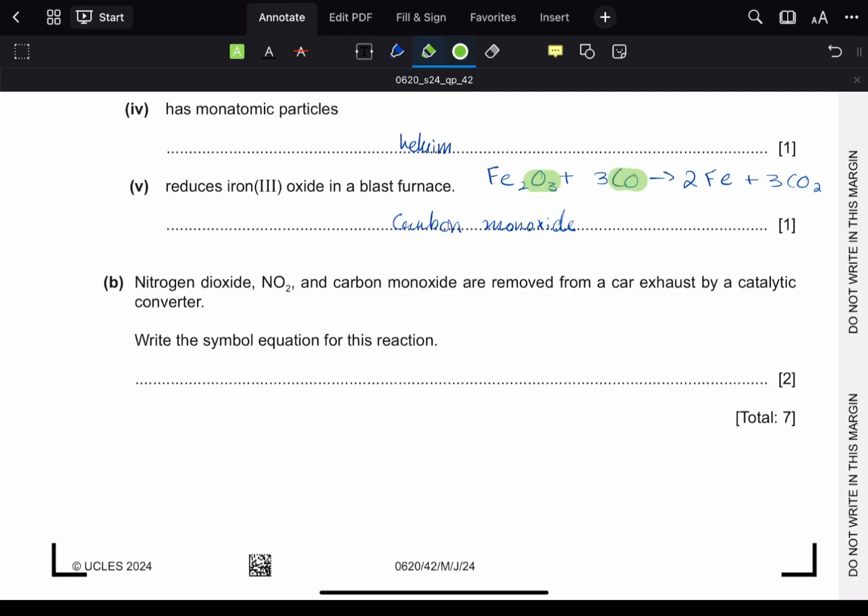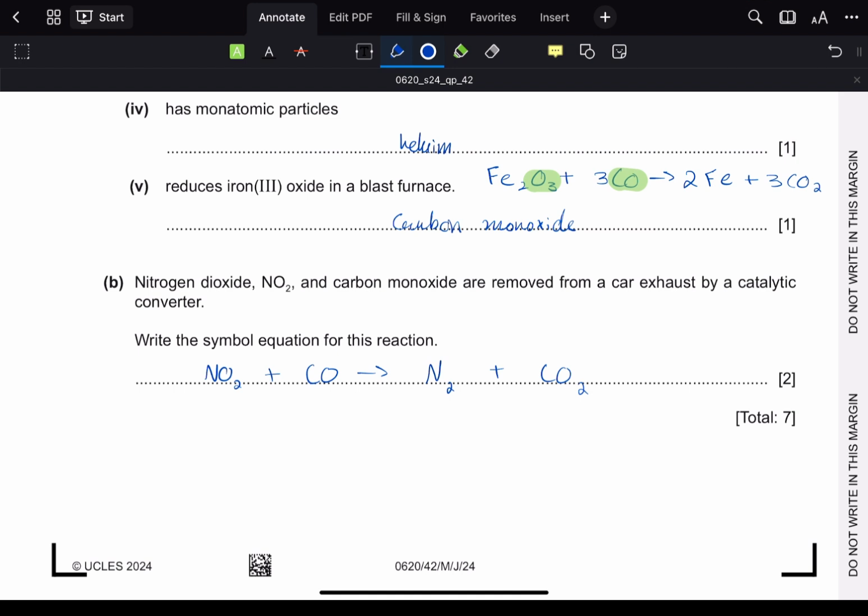Part B. Nitrogen dioxide and carbon monoxide are removed from a car exhaust by a catalytic converter. Write the simple equation for this reaction. So nitrogen dioxide reacts with carbon monoxide, which gives nitrogen gas and carbon dioxide, which are relatively more safe to release to the environment. Now we have to balance this equation.